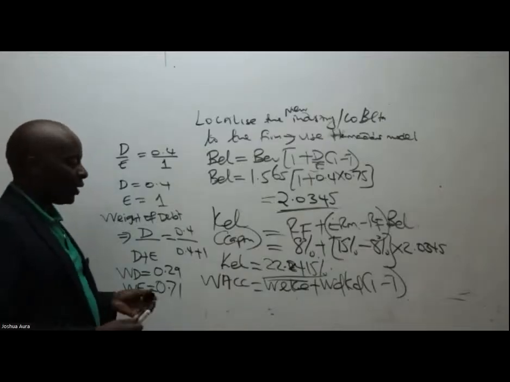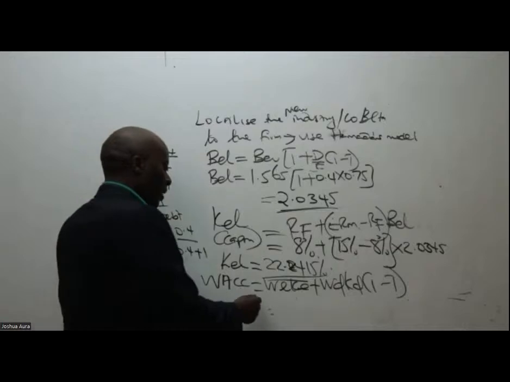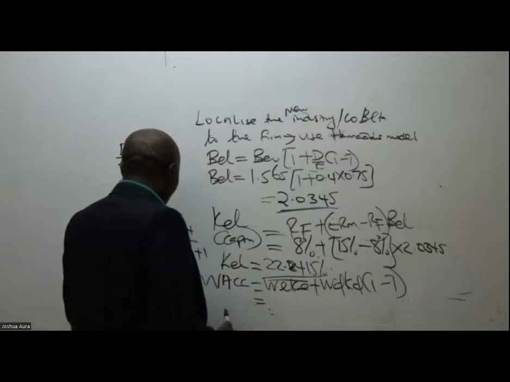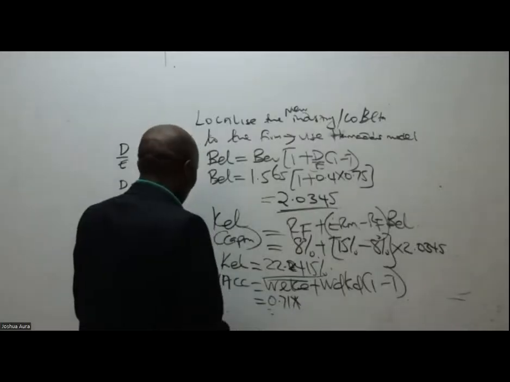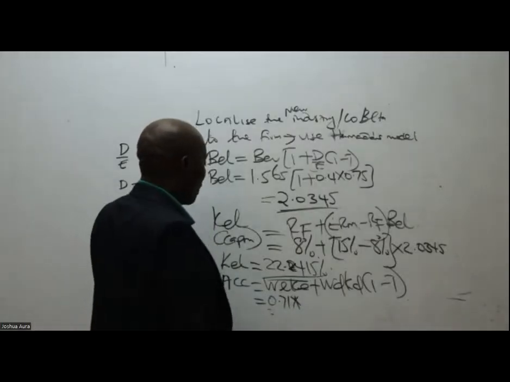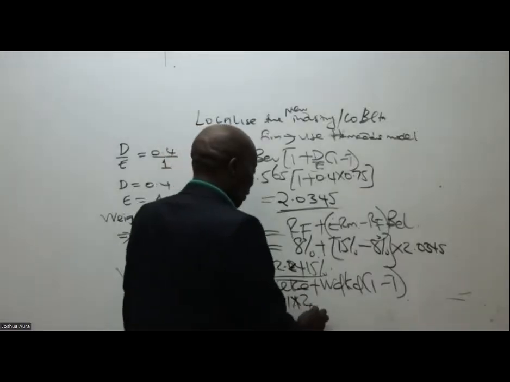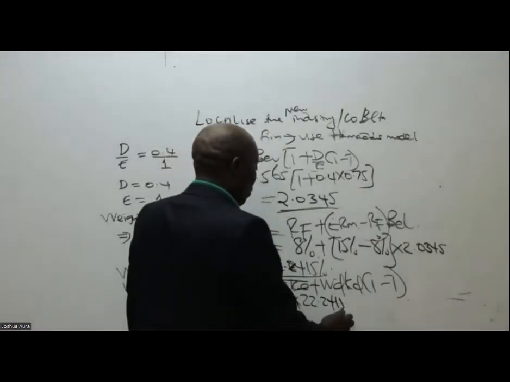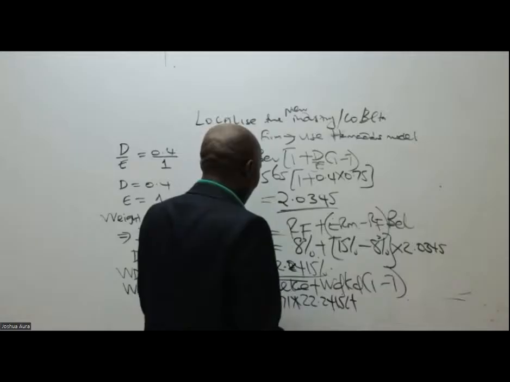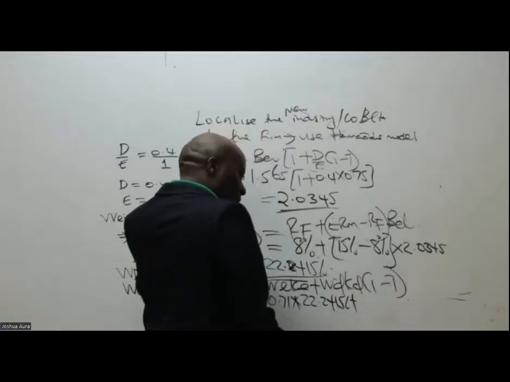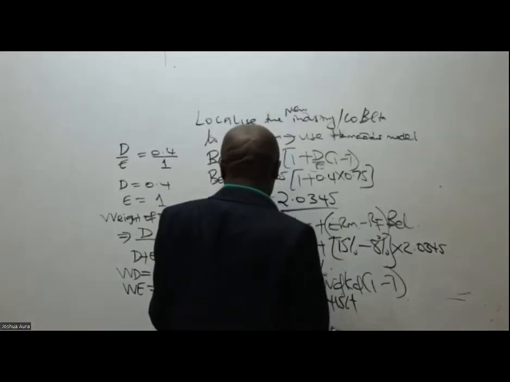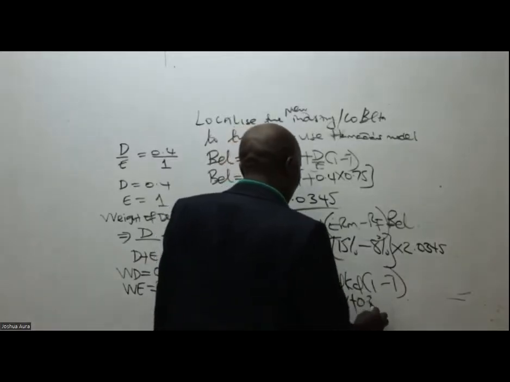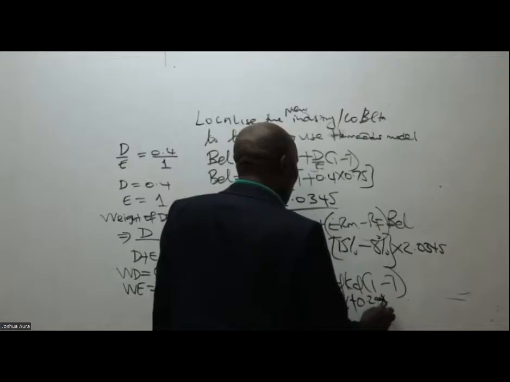So now we have everything to plug in here. Our WACC will be equal to weight of equity, which is 0.71, times cost of equity. Cost of equity, you had given me this: 22.2415%, plus weight of debt. Weight of debt is 0.29.